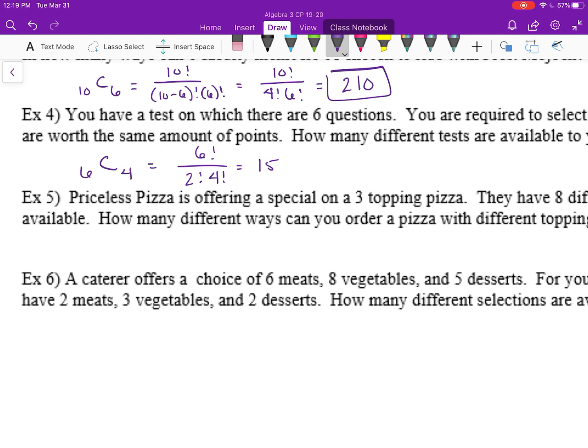So plug it in, and there are 15 different options of 4 questions that you could choose. So again, you could choose 1, 2, 3, 4. You could do 2, 3, 4, 5, 3, 4, 5, 6, 1, 3, 4, 6. So those are the different combinations of questions that you could potentially answer. But again, what combinations does is it counts 1, 2, 3, 4 the same as 4, 3, 2, 1. You're still answering the same 4 questions. So in this case, the order in which doesn't matter.